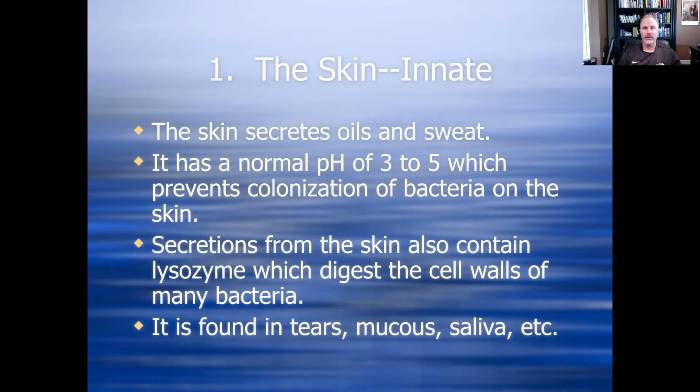Okay, so your skin now, back to some of these innate forms of the immune system. You've got the skin, and we talked about the sweats, the oils, the different types of things that are designed to help make it inhospitable to bacteria. And of course, it's not completely, your hands have bacteria all over them, and we talked about that. But your skin has a normal pH of 3 to 5.